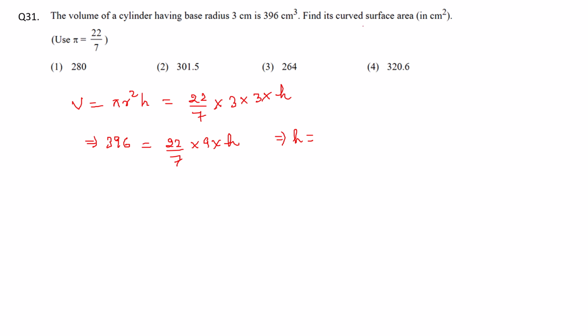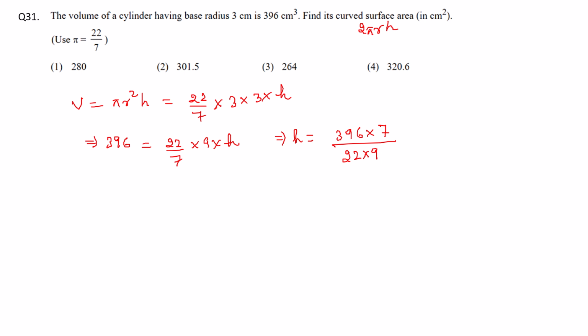Because the formula for curved surface area is 2 pi RH. Okay, so height is missing now. Let's solve it. So transpose 6 to RHS, so division will change to multiplication, and transpose 22 into 9 to LHS, so multiplication will change to division.